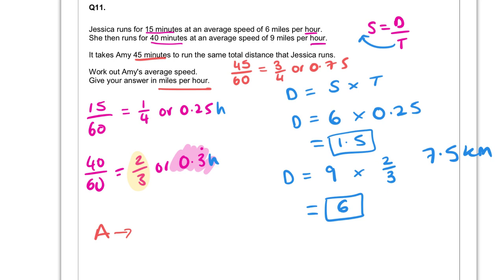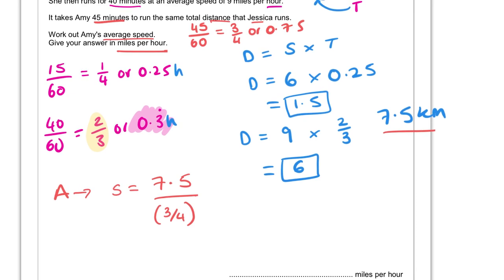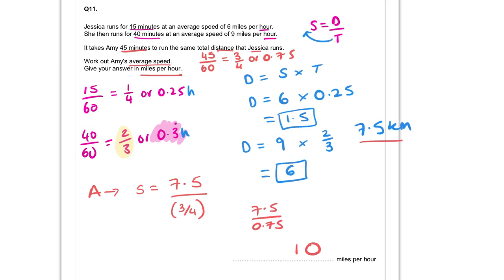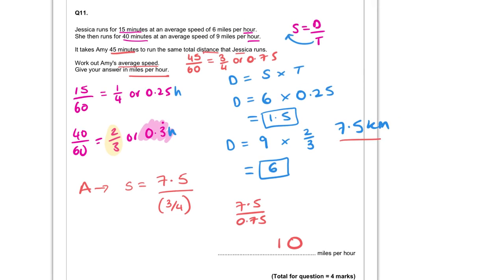So for Amy, we want to work out her speed. Speed equals distance. It's the same distance as Jessica, which we've just figured out, 7.5, divided by time. Now, you can write 3/4 or 0.75. If you do write 3/4, make sure you put 3 over 4 into your calculator, or it won't work it out properly. So 7.5 divided by 0.75 is going to give me 10 miles per hour. It's a 4-mark question.